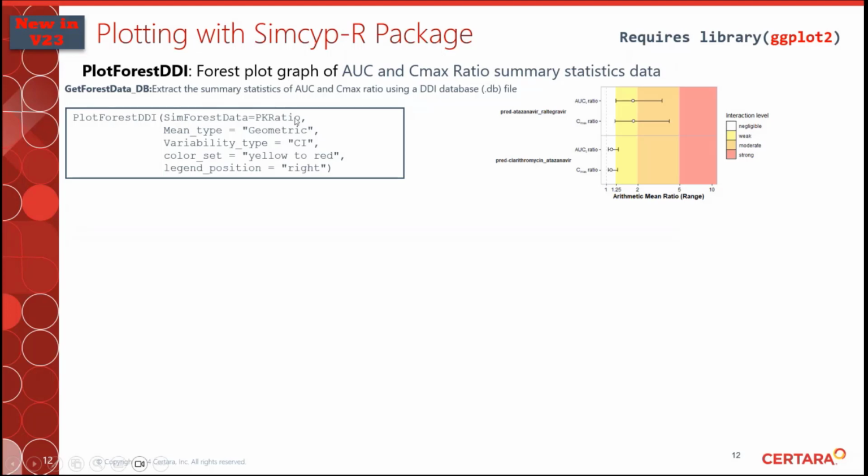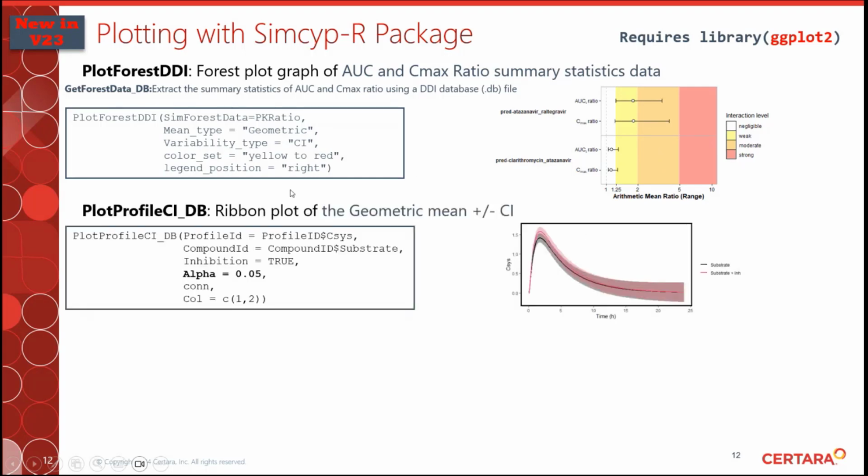This is where you mention the PK ratio data. Within this function, you need to specify which mean type you're interested in viewing, for example the geometric mean, the arithmetic mean, or the median. You also need to specify the variability type. In this example, the variability that we wish to see is the confidence interval, but you can also choose to view the range, so the minimum and maximum, or the percentiles, for example. You can choose to change the colors. In this example, I'm just saying that the colors should be the yellow to red setting. And then finally, you can add legends to this figure. Once you've run this function, you will see a graphical output which looks like this.